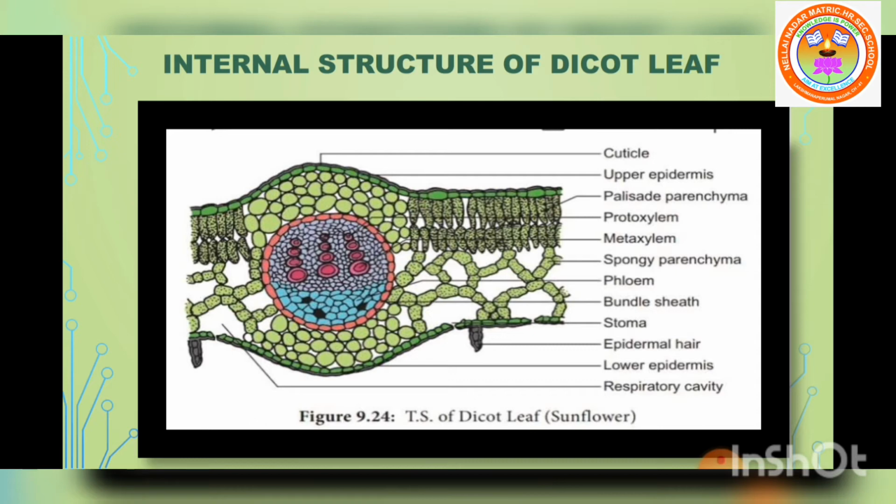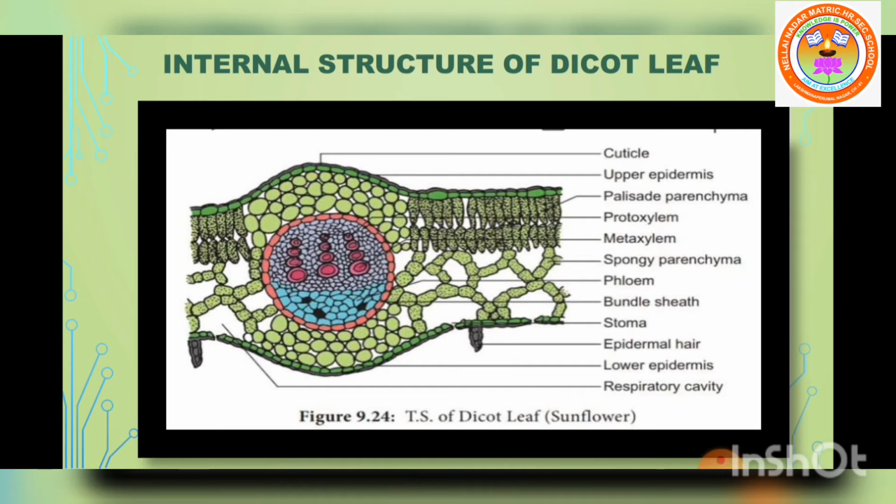Spongy parenchyma lies below the palisade parenchyma. Spongy cells are irregularly shaped. These cells are very loosely arranged with numerous air spaces. As compared to palisade cells, the spongy cells contain fewer chloroplasts. Spongy cells facilitate the exchange of gases with the help of air spaces. The air space that is found next to the stomata is called respiratory cavity or substomatal cavity.